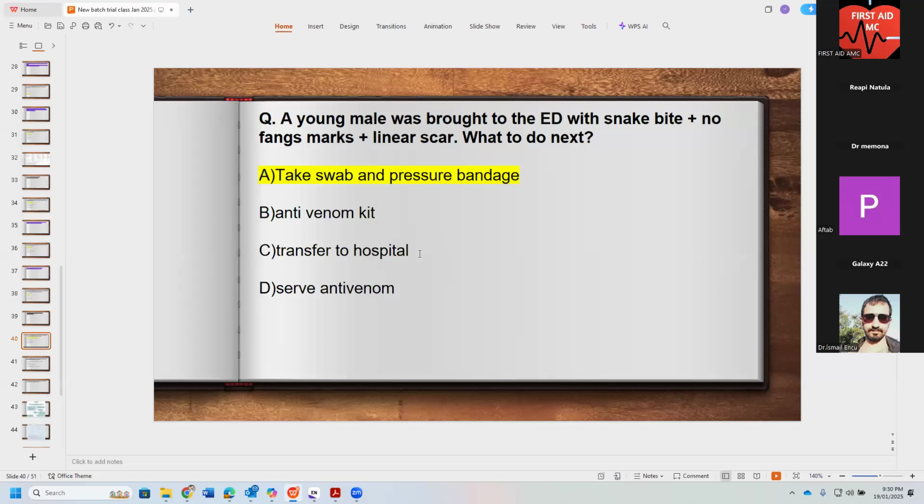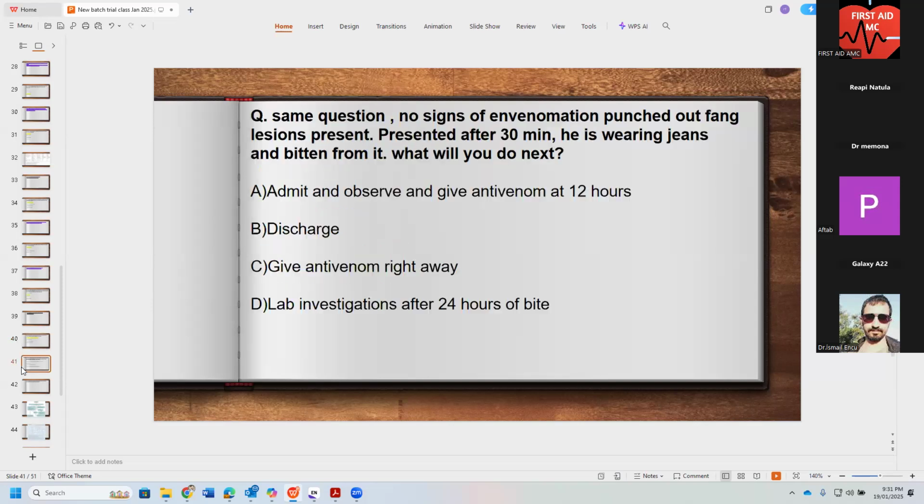If no signs, then you do lab investigation. If lab investigations are normal, release the pressure immobilization bandage. Do the examination again and repeat the blood test 1 hour, 6 hours, and 12 hours after removing the bandage. Another question similar to this one.